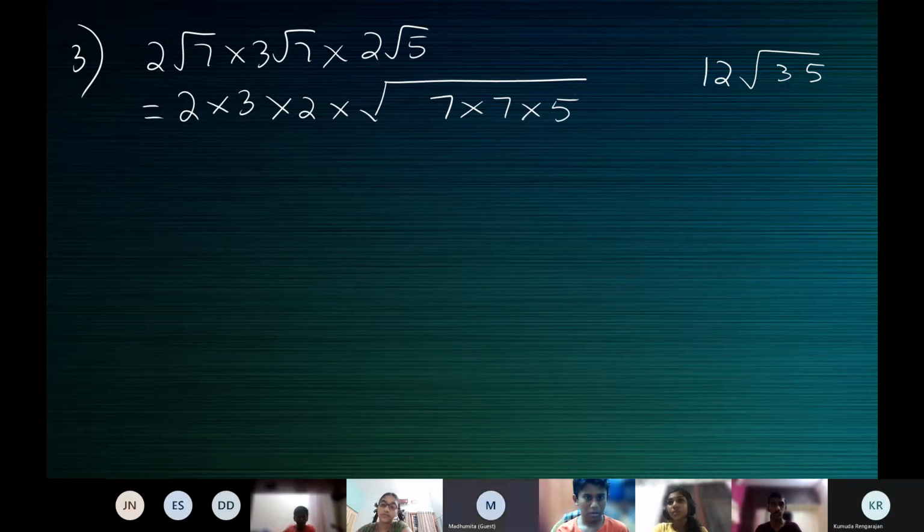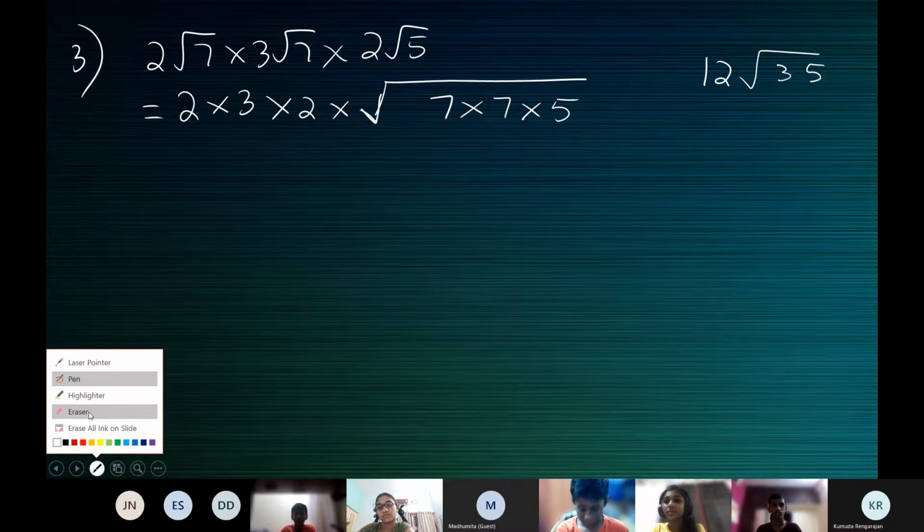No, ma'am. I didn't explain like this. Come on, children. How do you multiply root 7 and root 7? Ma'am, I should commonly take 7 and multiply it with root 5. Okay, fine. All right, 1 minute. Oh, I did like this one.